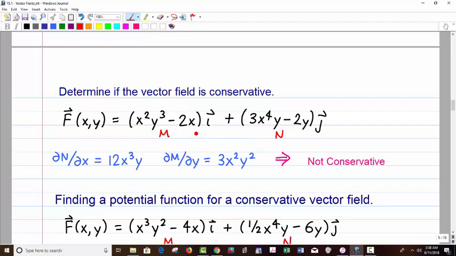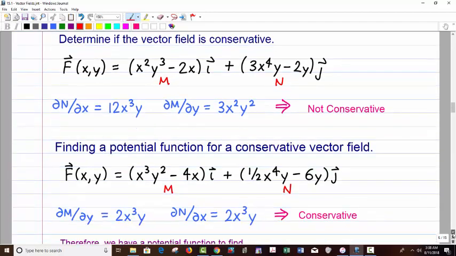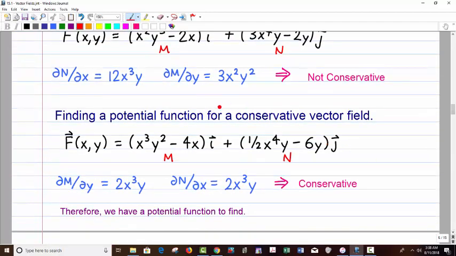Well, this one, we'll test this. So the Nx right here would have a partial of 12x cubed y. My would be, bring the 3 down, 3x squared y squared. So it's not conservative, meaning there's no potential function f whose gradient is going to equal this vector field right here. Well, okay, I guess I kind of spoiled the conclusion for this one. It's already telling you it's conservative, but I did check to verify.